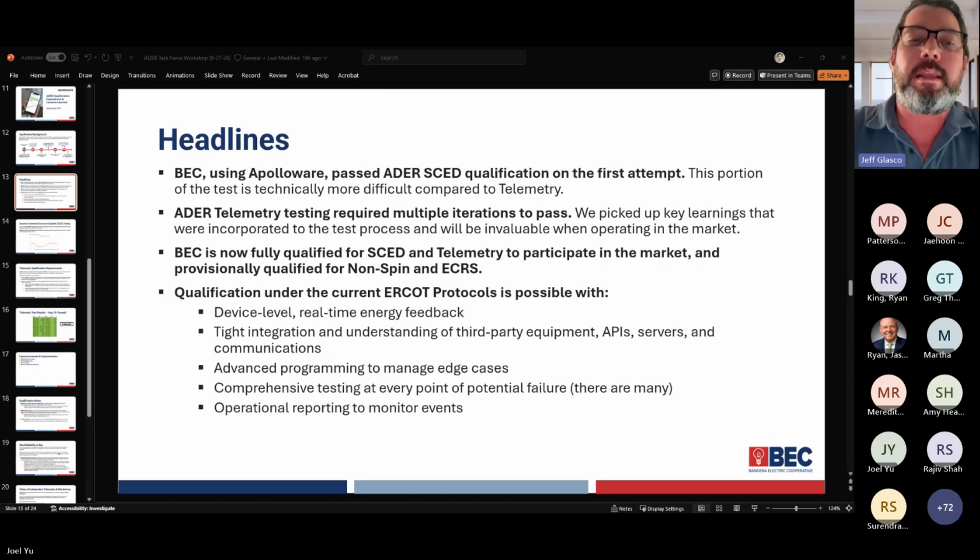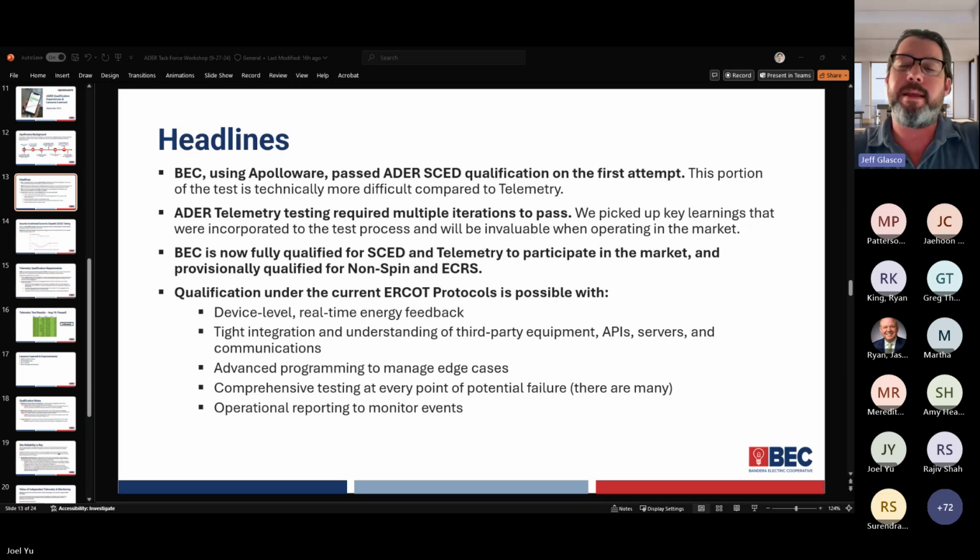We found that, at a top level, before I get into some of the testing results, it is possible to meet the requirements. I think the device level real-time energy feedback that John mentioned that ApolloWare provides is probably really key to our underlying solution.